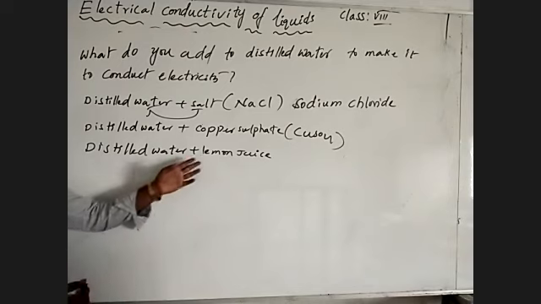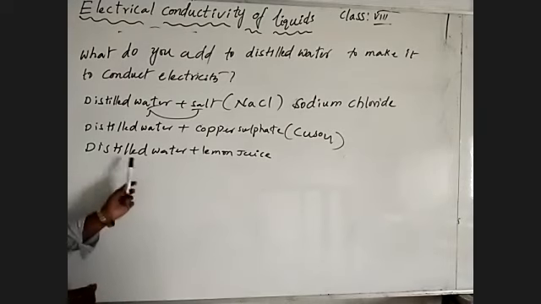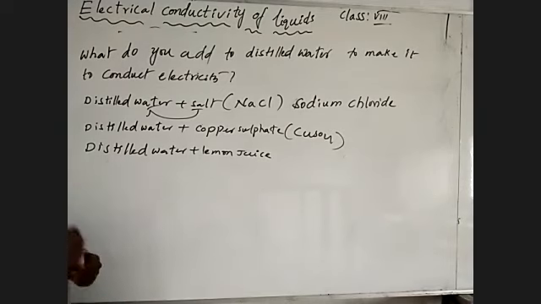By adding lemon juice into the distilled water, we are adding an acid solution to that, because it consists of citric acid. So by adding an acidic solution to the distilled water, it becomes a conductor for the electric current. So by adding acidic substances or any good conductor to the distilled water, it behaves as a conductor for the electric current. It behaves as an electrolyte.